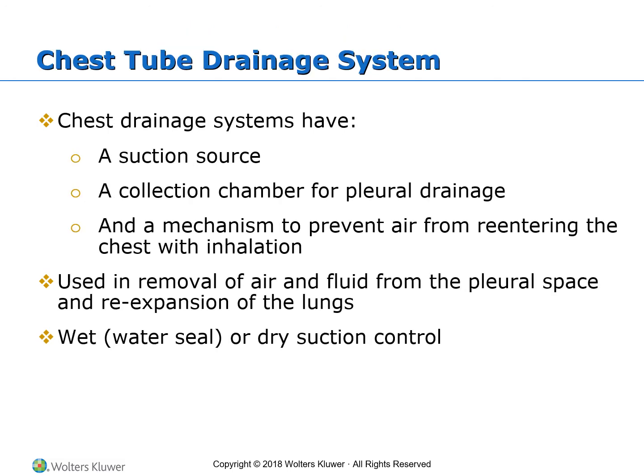Chest tube drainage systems. There are two types of drainage systems. There's dry and wet. Dry systems use a one-way valve, and they have a suction control dial. Sometimes it's in place of the water, or they might just have a multi-system where you can use wet or dry, but you would pay close attention to the dial. Wet suction systems do use water, and the amount of water in the suction chamber will determine the amount of suction that is supplied.